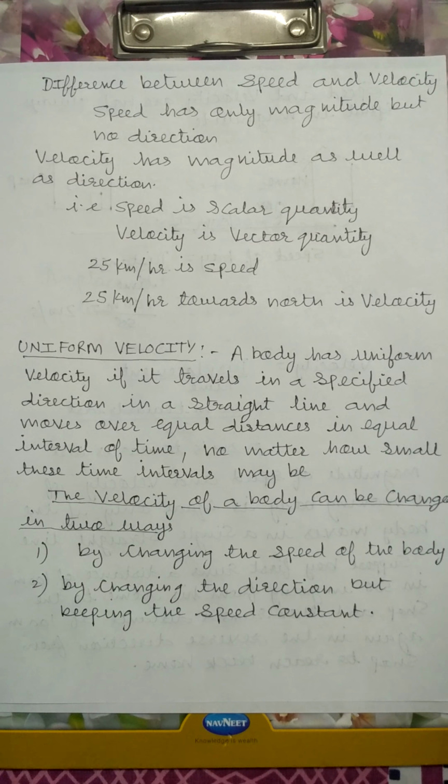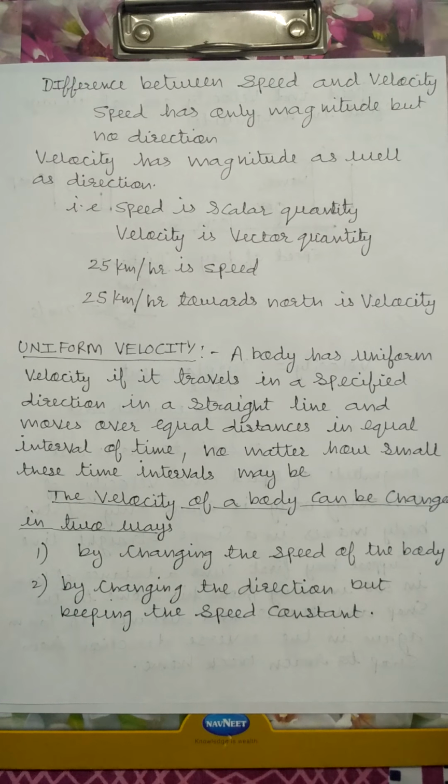Now what is uniform velocity? A body has uniform velocity if it travels in a specified direction, in a straight line, and moves over equal distances in equal intervals of time, no matter how small these time intervals may be.